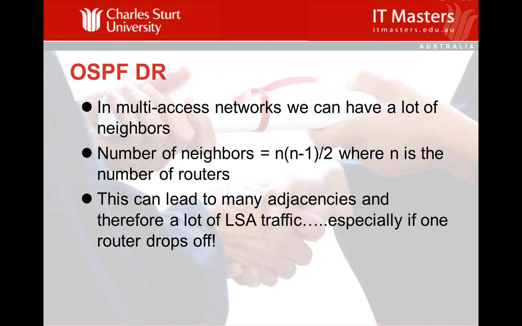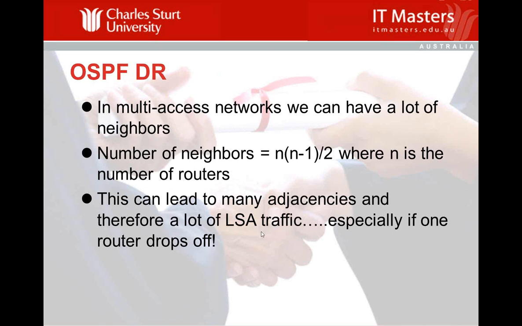So in this case, the formula for working that out would be n(n-1)/2. So if we have 20 routers, it'd be 20 times 19 divided by 2. So that would give you the number of routing relationships that you would have. So that gives us 190. Okay, so it's a lot of relationships.